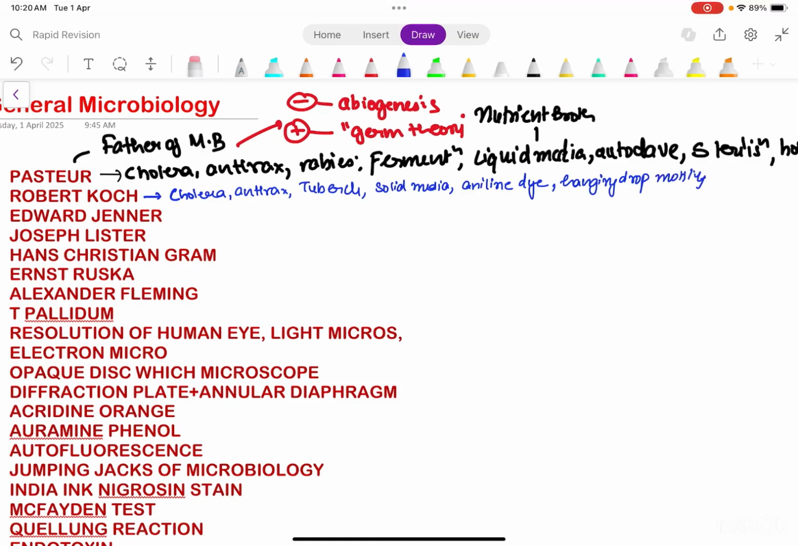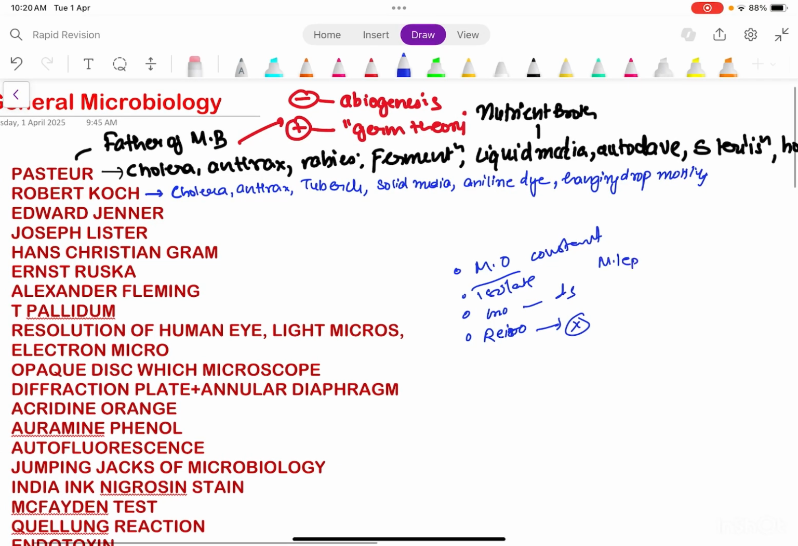Then there are the Koch postulates, as we all know: the microorganism should be in constant association, then it should be possible to isolate it, then inoculation should lead to the disease, and re-isolation should be possible. These are not followed by Mycobacterium leprae, Neisseria gonorrhoeae, and Treponema pallidum. So this was the question.